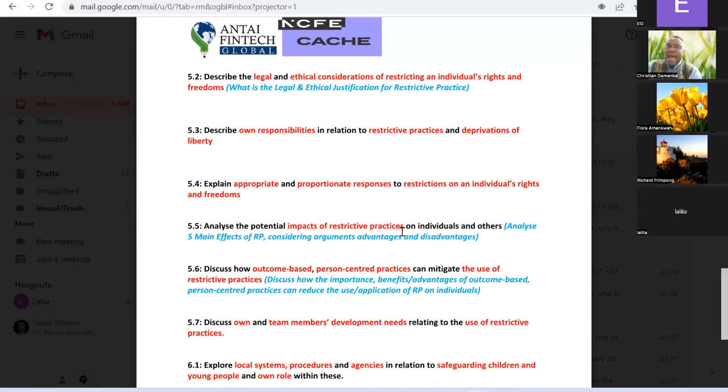5.6, discuss how outcome-based and person-centered practices can mitigate the use of restrictive practices. Simply, it means you are supposed to discuss the importance and benefits or the advantages of outcome-based and person-centered practice can reduce the use and the application of RP, restrictive practice, on an individual. What it means, therefore, is this. You have a child, okay?